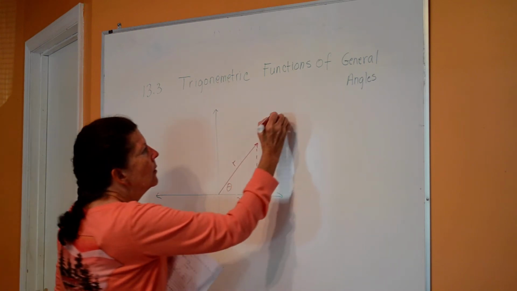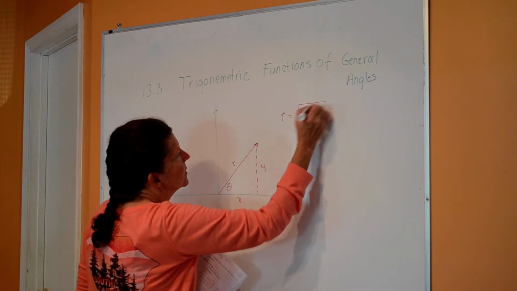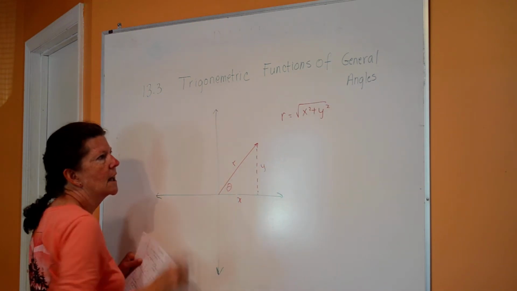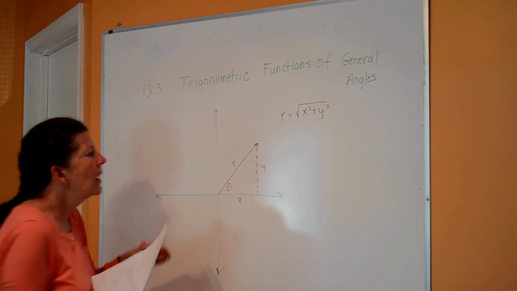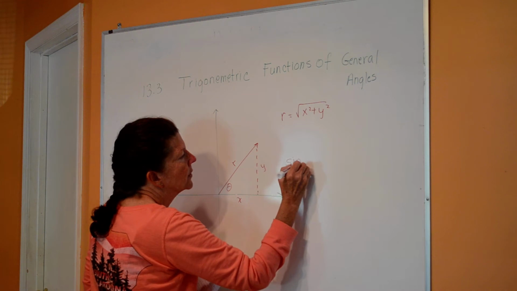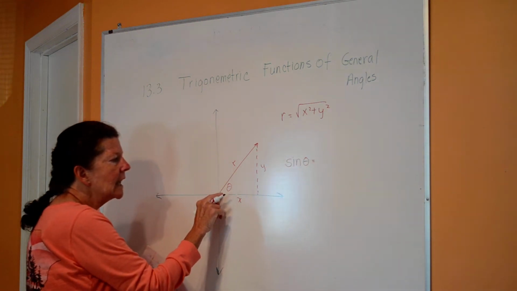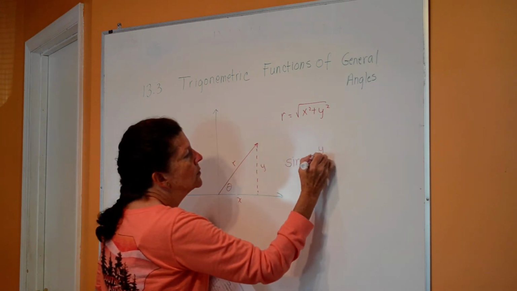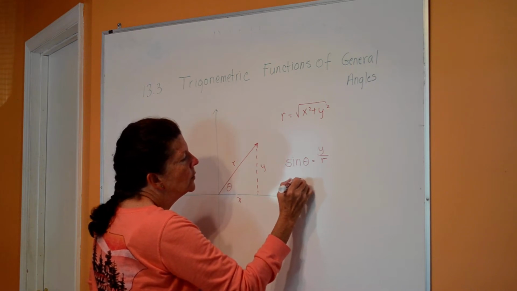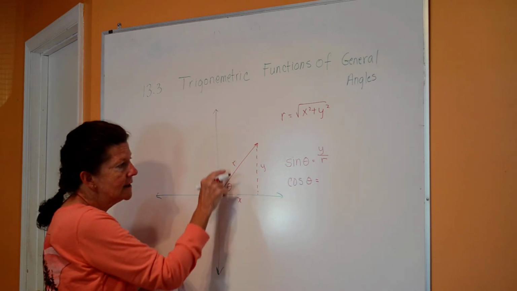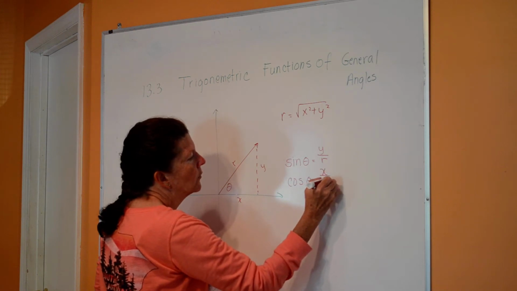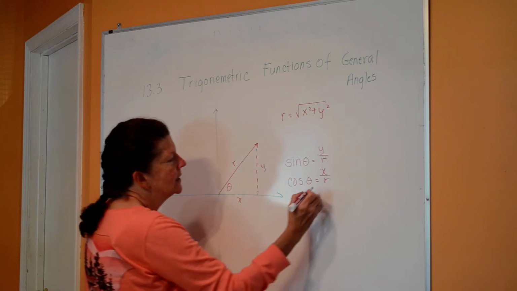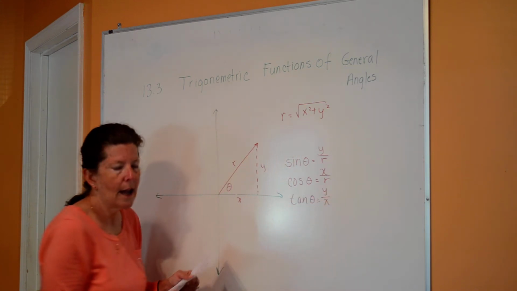Now, you remember Pythagorean theorem, so r is going to equal the square root of x squared plus y squared. This squared plus this squared equals that squared. So I've already got that point. But I also can do my trig functions here. So remember, sine is opposite over hypotenuse. So the sine of theta is equal to y over r. The cosine of theta is adjacent over hypotenuse, or x over r. Tangent of theta is opposite over adjacent, so y over x.